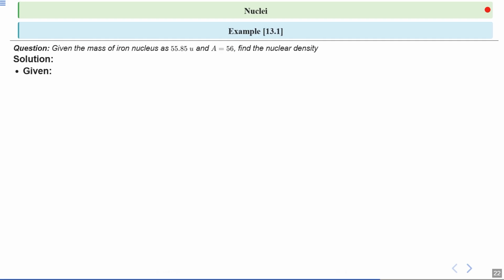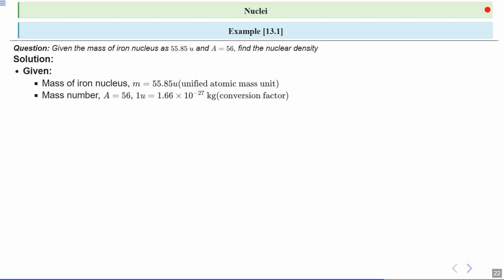So first, let's list out what information is given in the problem. Here we see that the mass of the iron nucleus is given as 55.85 unified atomic mass units, or u. Remember, u is a standard unit for atomic and nuclear masses, where 1 u is approximately the mass of 1 proton or neutron. Mass number is given as A equals 56, and 1 u is equal to 1.66 times 10 to the power minus 27 kg. Let's restate the mass of the iron nucleus as M_Fe equals 55.85 u.